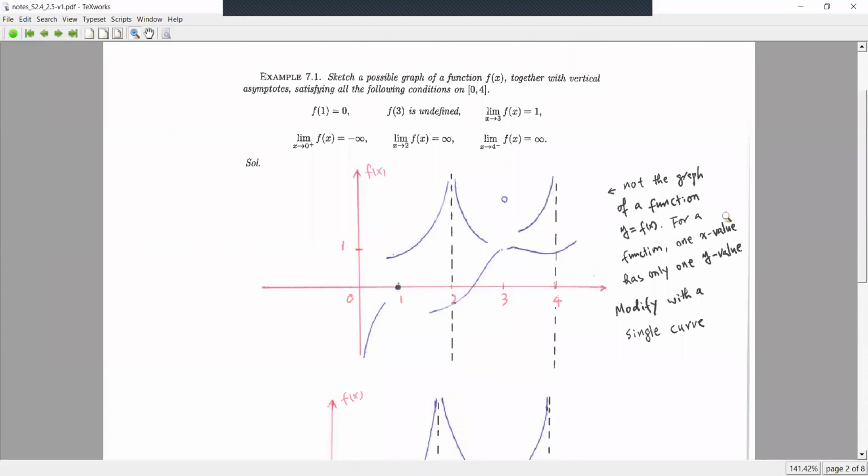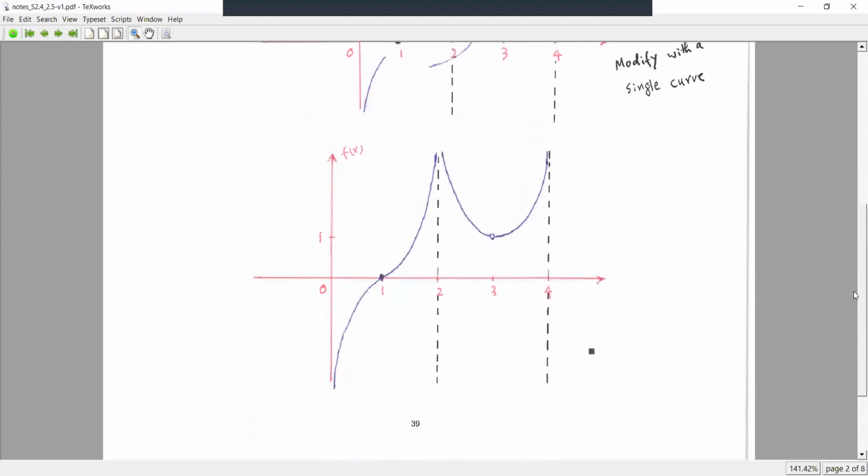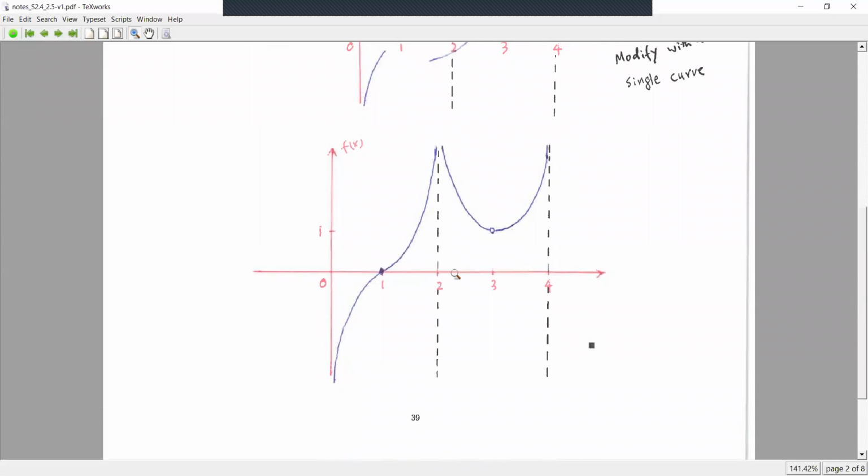Finally, as x approaches 4 from the left-hand side, the function approaches positive infinity. As x approaches 4 from the left side, the graph goes up to positive infinity. Correct. So this vertical line is a vertical asymptote.